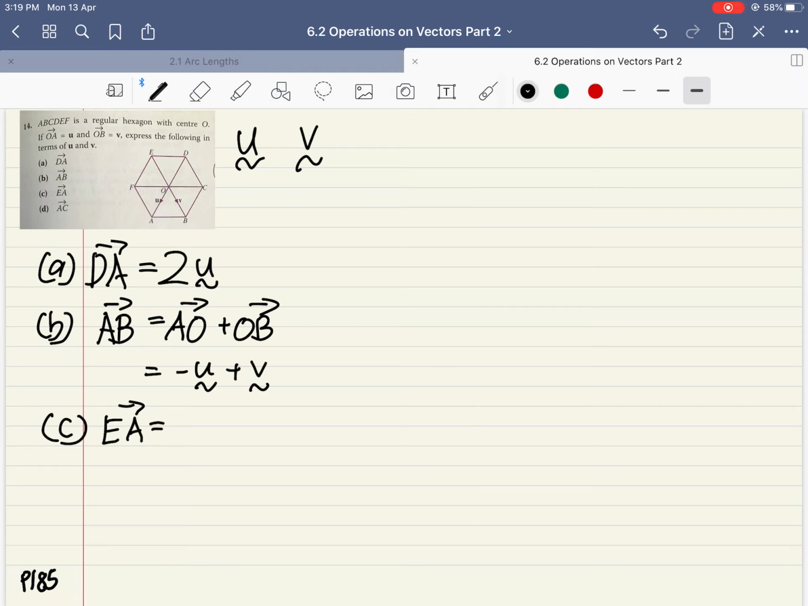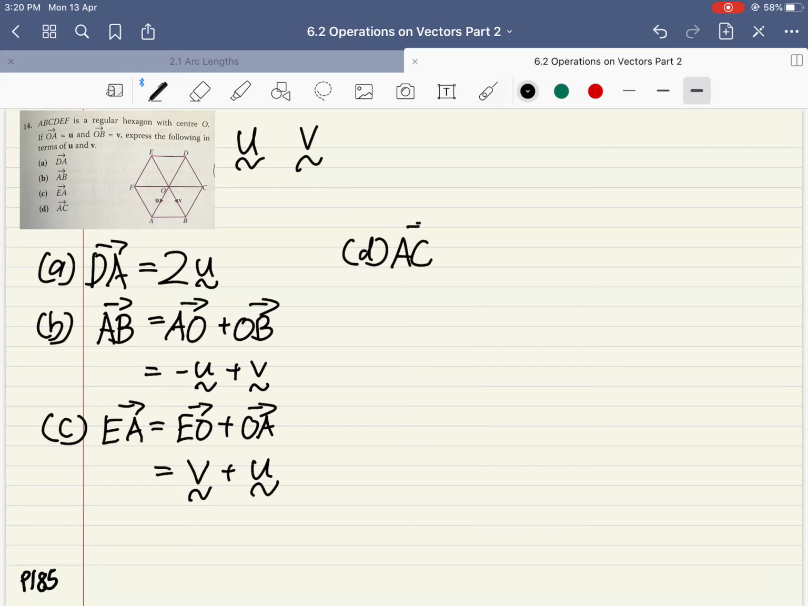Part C, I'm looking for EA. EA can be rewritten as EO plus OA. So EA is this, it can be EO plus OA, like this. The vector EO is actually equal to the vector OB. So this is V plus U.